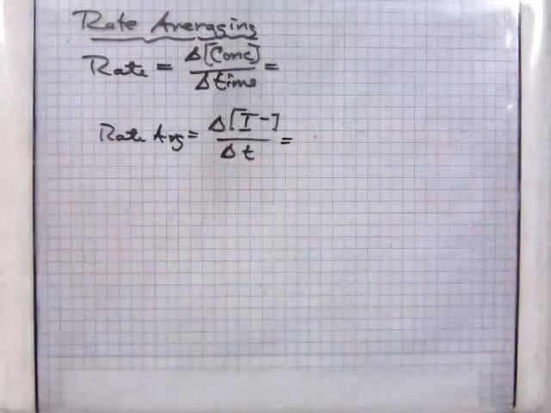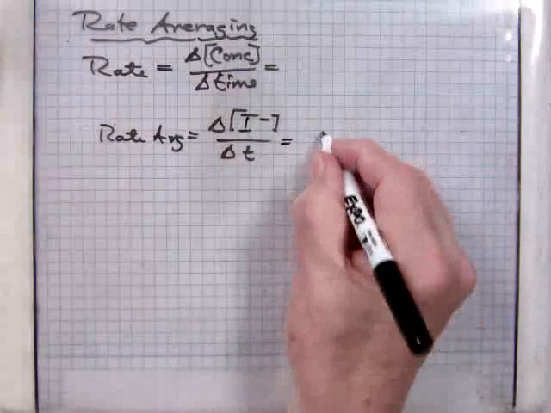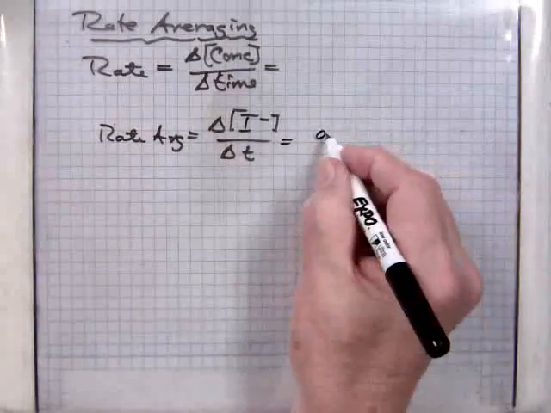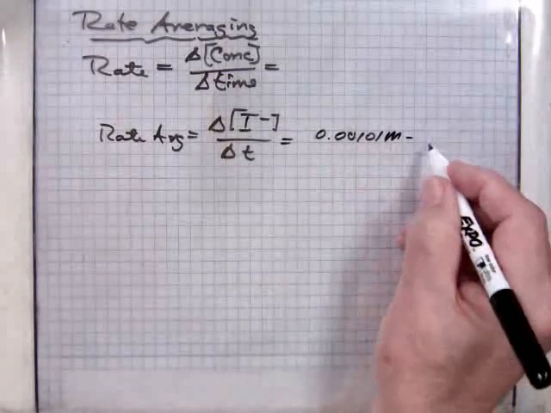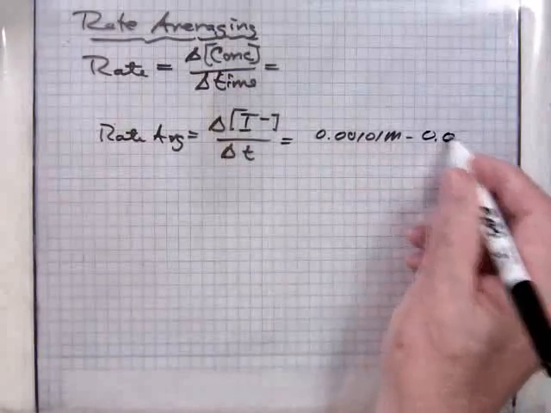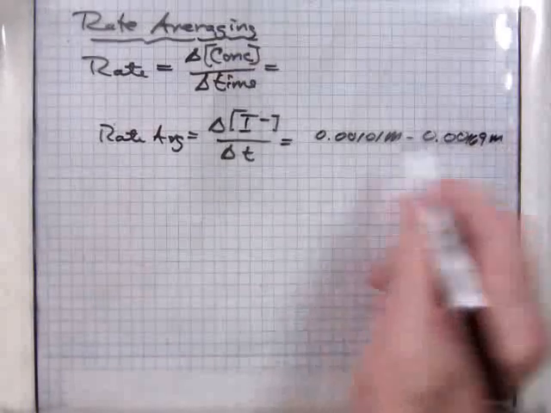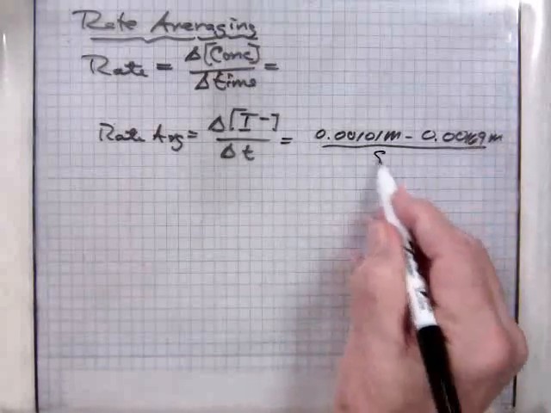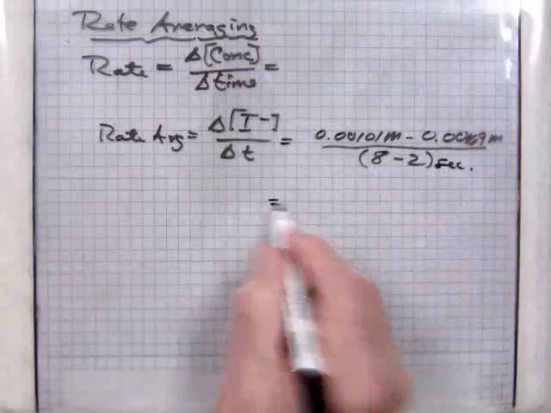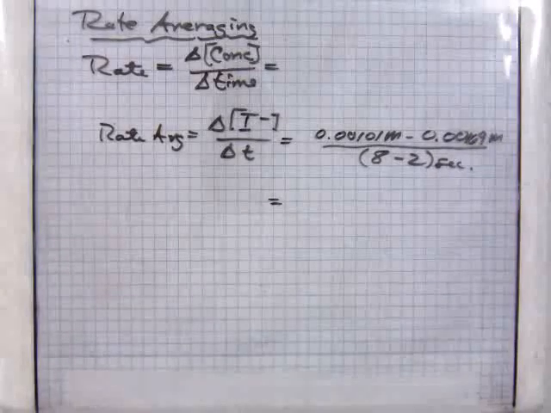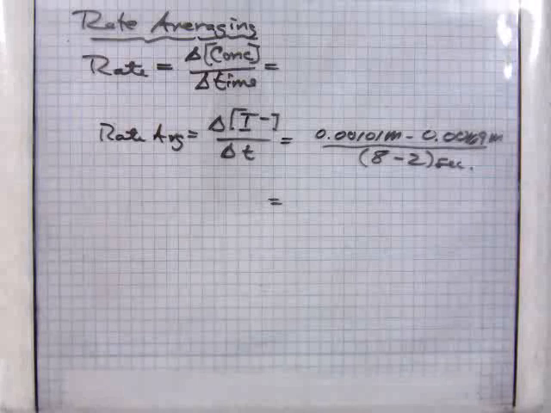So we start at what I gave you, 0.00101 molar, and end at, I began at 0.00169 molar, and it's 8 minus 2. And that's in seconds. Now, in the computation of rate average, it's going to come out negative. Okay, of course, it simply interprets as you having a decrease in concentration.